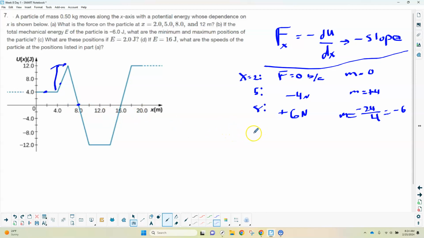And then finally, the last one is 12. And at 12, we're back at no slope. So the force is 0.